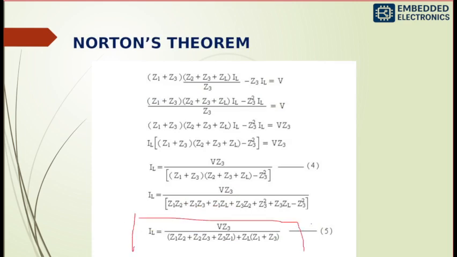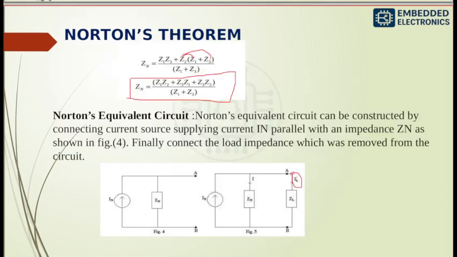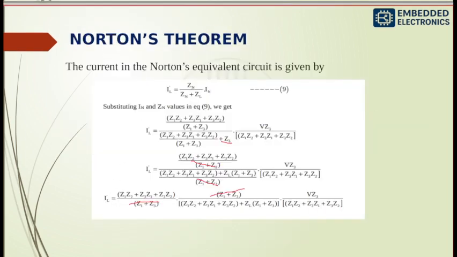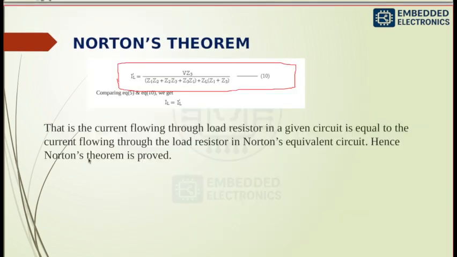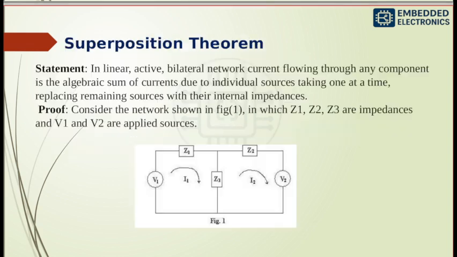IL and IL dash both are the same, right? So see here, hence Thevenin's theorem is proved. What it says is that the current flowing through the load resistor in a given circuit is equal to the current flowing through the load resistor in the equivalent circuit, Norton's equivalent circuit.